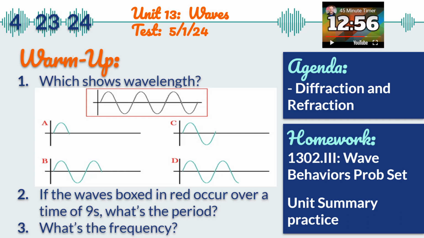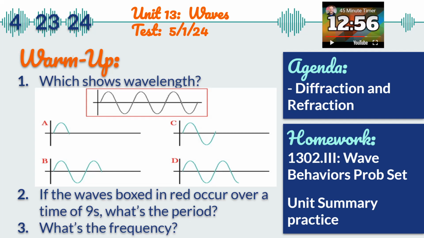The warm-up question for today shows a wavelength, with images of 4 different waves or portions of waves: A, B, C, and D. Then we have a couple of follow-up questions about the wave that's in that red box at the top. But looking at this, which one of these is going to represent one wavelength: A, B, C, or D? What did we say?